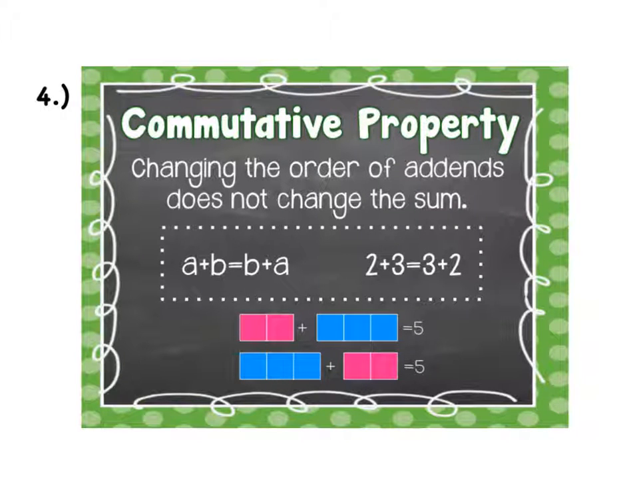In your notes, take a moment to record the definition of commutative property. Changing the order of addends does not change the sum. And then pick either this or this version as an example of the commutative property.